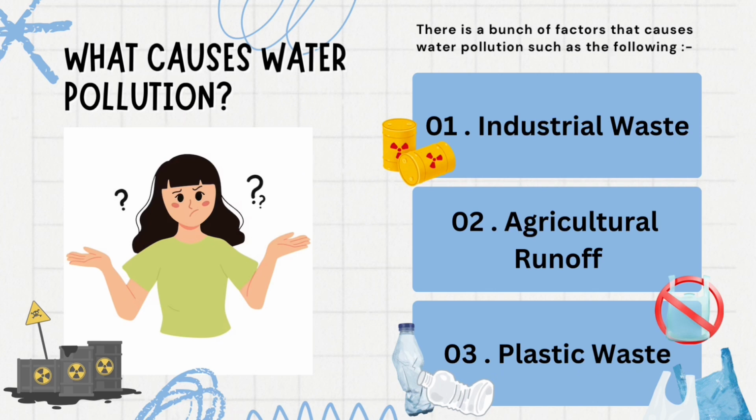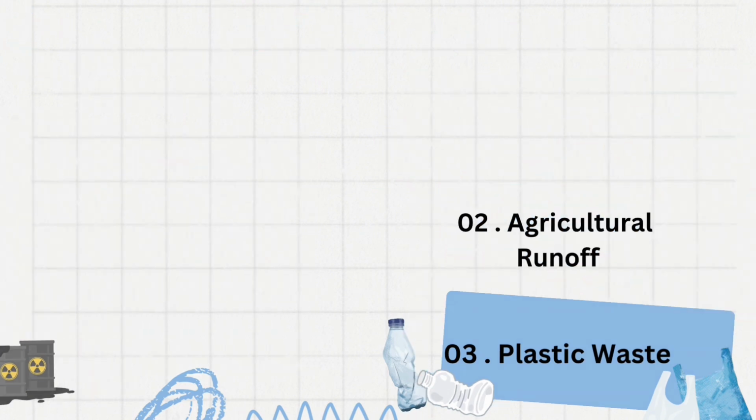Lastly, plastic waste. Plastic, especially single-use items, often ends up in water bodies. These non-biodegradable materials break down into microplastics, which harm marine life and disrupt ecosystems. Plastic waste is one of the most pervasive pollutants in oceans and waterways.